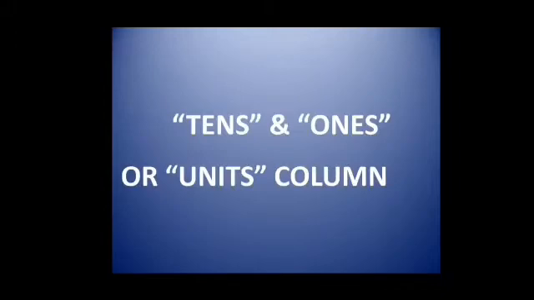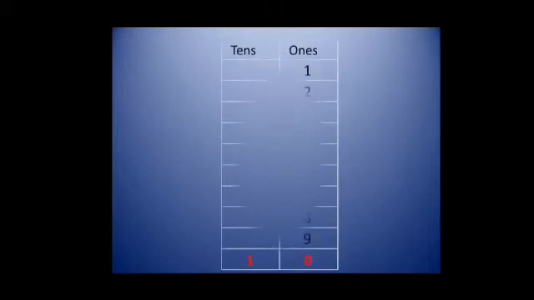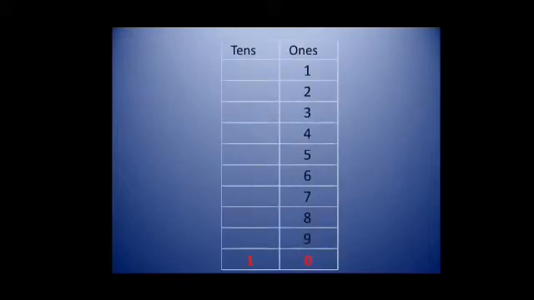When it comes to writing, the numbers have to be placed in respective columns, that is, tens column and ones column. Ones column can also be termed as units column. Here you can see tens column and ones column.